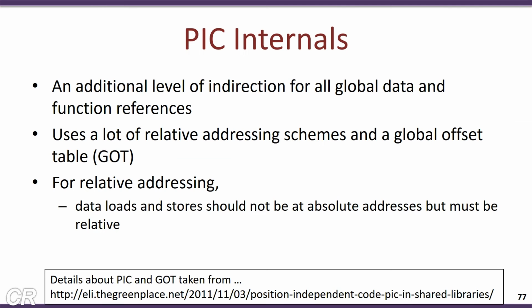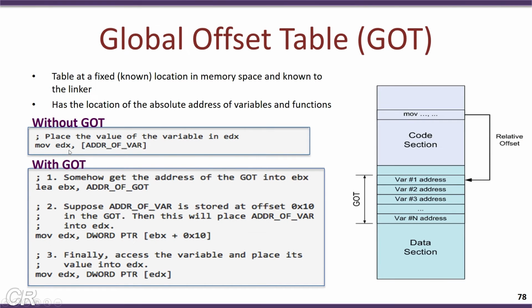of a variable. Let us say that we have an instruction like this, where we want to move the address of a variable to this register EDX. Now, typically without GOT, we would need to know the actual address of this particular variable, and therefore this instruction would result in non-relocatable code. If you have a global offset table, however, the same single instruction gets converted to 3 instructions as follows.